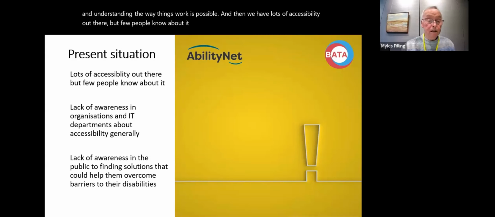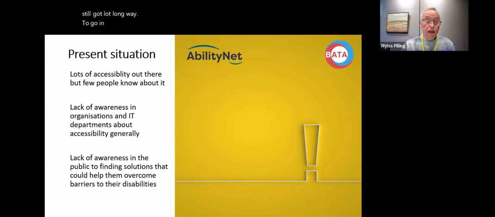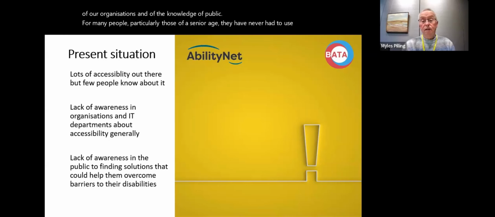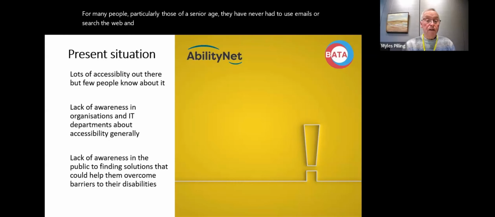That lack of awareness in IT is improving, but it's still got a long way to go in the eyes of the public. In other words, we can actually overestimate the capability of our organizations and the knowledge of the public. For many people, particularly those of a senior age, they have never had to use emails or search the web. And so it goes back to the very basic terminology of what a computer can do and the different words that point to it. I cannot stress that enough.